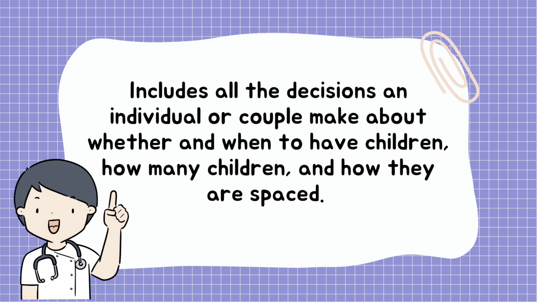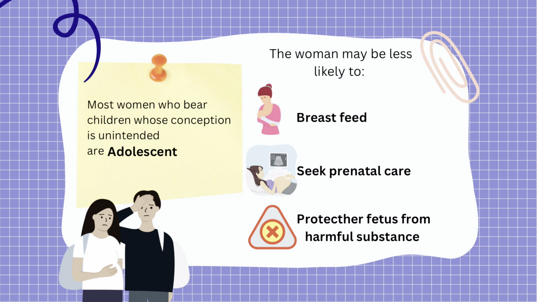Reproductive life planning includes all the decisions an individual or couple make about whether and when to have children, how many children, and how they are spaced. Most women who bear children whose conception is unintended are adolescents. The woman may be less likely to breastfeed, seek prenatal care, and protect her fetus from harmful substances.